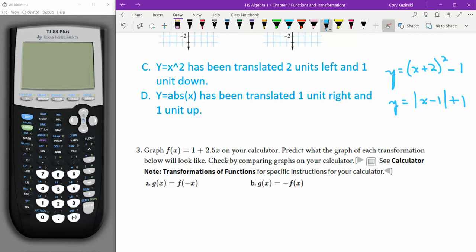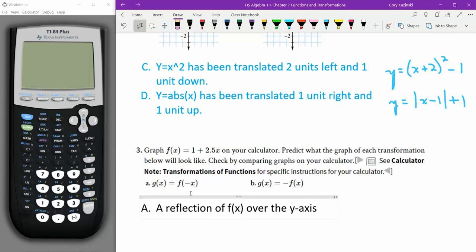Graph f of x equals 1 plus 2.5x on your calculator. Predict what the graph of each transformation will look like. Check by comparing graphs on your calculator. Okay, so I'll answer the first part first here. If we do g of x equals f of negative x, x has been replaced with negative x. So this should be a reflection over the y-axis. So, reflection of f of x over the y-axis.